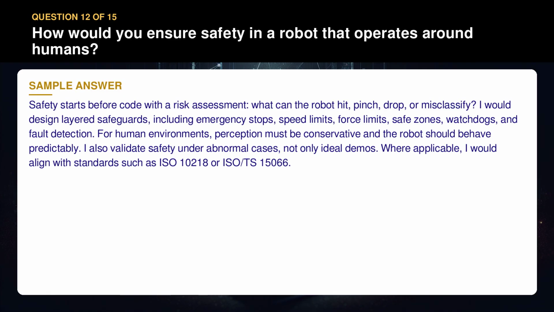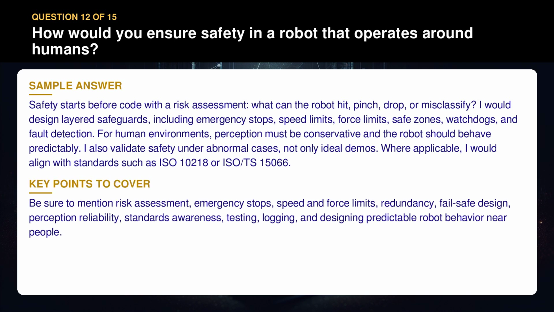For human environments, perception must be conservative, and the robot should behave predictably. I also validate safety under abnormal cases, not only ideal demos. Where applicable, I would align with standards such as ISO 10218 or ISO TS 15066. Be sure to mention risk assessment, emergency stops, speed and force limits, redundancy, fail-safe design, perception reliability, standards awareness, testing, logging, and designing predictable robot behavior near people.